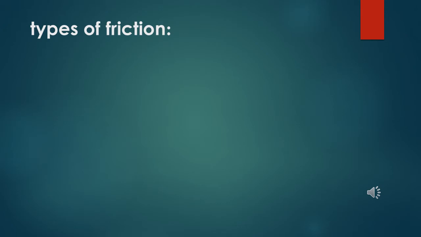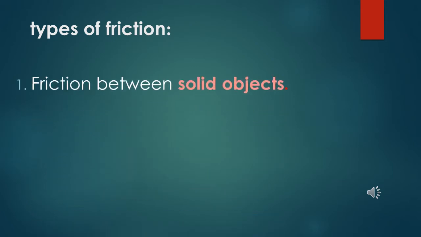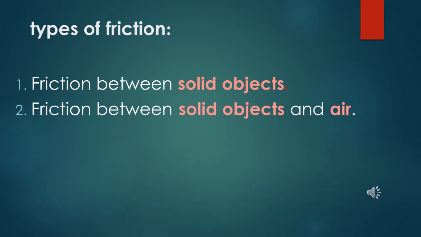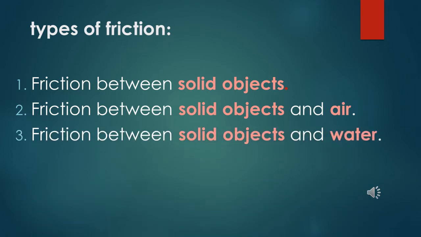Does the friction force have types? Yes, friction force has three types. The first type is friction between solid objects. يعني two surfaces اللي عندي بيبقوا الاتنين solid. The second type, friction between solid objects and air. The third type is friction between solid objects and water.